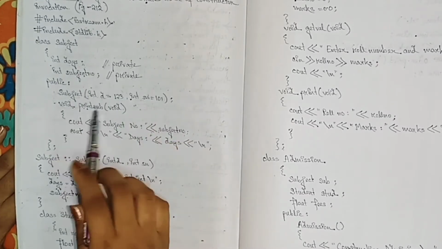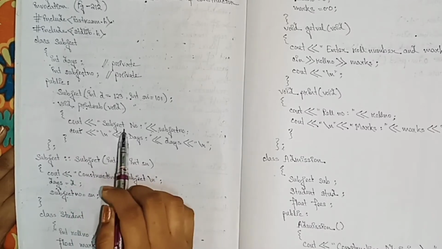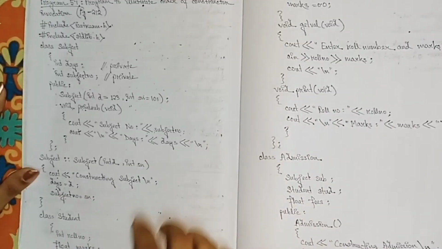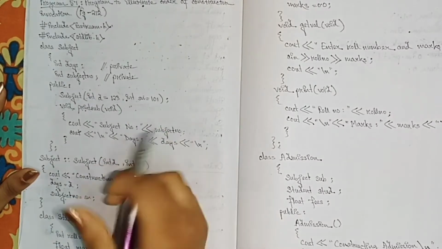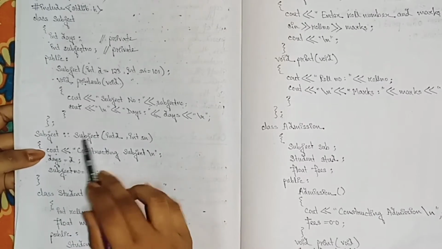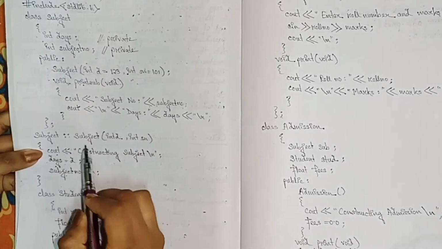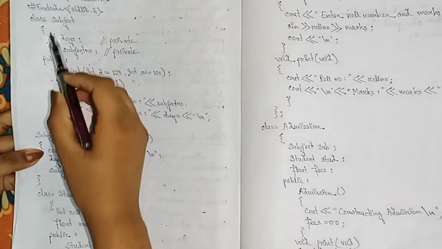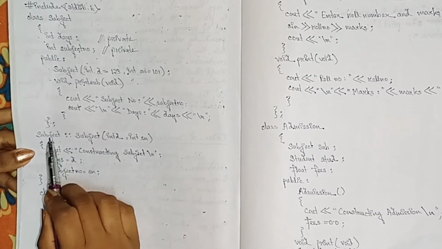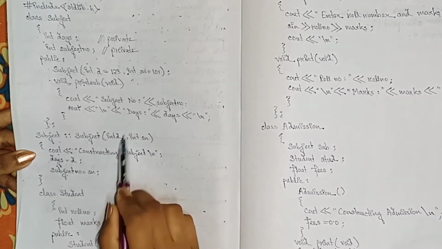Now we have defined one function here, print sub, which is printing certain values: subject number and day. So this print sub is printing the value of subject number and days. Now we have defined one parameterized constructor. Since we are defining this constructor outside the class, you see my class definition of Subject is over here. Now we are defining it outside the class. So first we will write the class name, then the scope resolution operator, then the constructor, and inside this we have passed parameters.